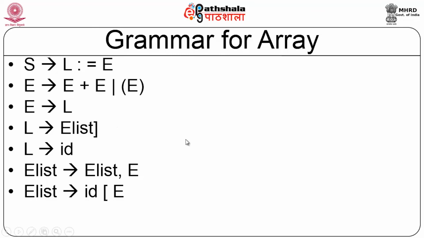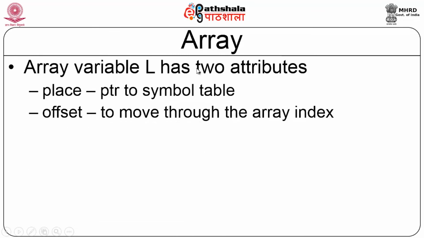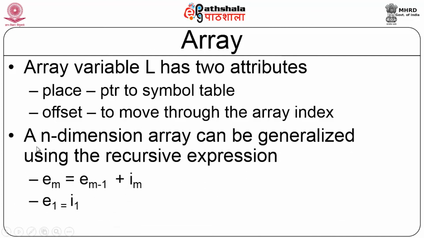The variable L is used to indicate it is going to be an array variable, and it has two attributes, place and offset. Place points to a symbol table entry and offset is used to move through the array index. Okay. And an n dimension array can be generalized using a recursive expansion, something like this: Em is equal to Em minus 1 plus Im and E1 is equal to I1. Now this is done based on how we have computed our grouping. So we said base minus low into W plus I into W, right? So that computation has been reduced to a recursive expression, something like this.